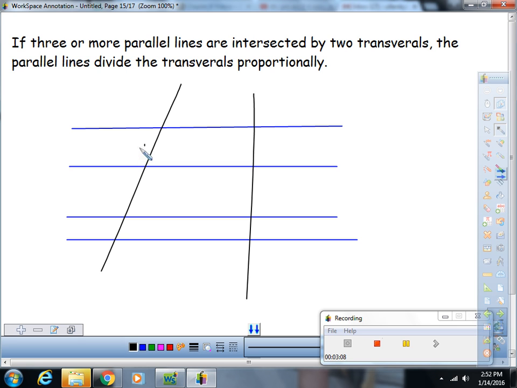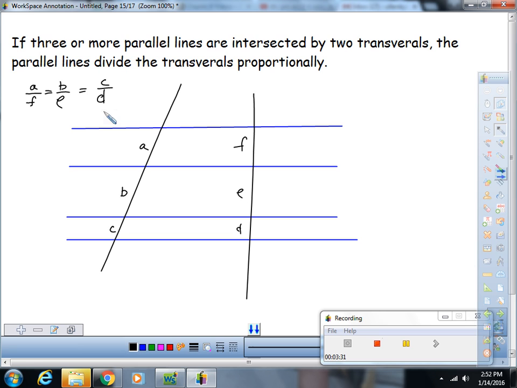So here we've got an A, a B, a C, a D, an E, and an F. There are so many things we can say here, I can't possibly list them all, but you can say A is to F, like B is to E, like C is to D. All of those are true.